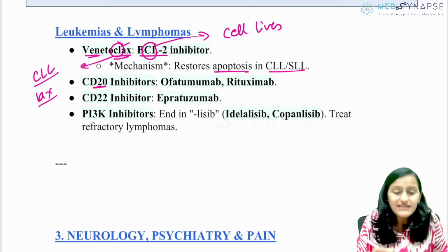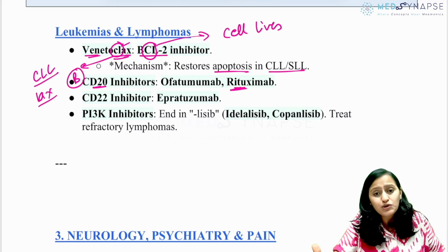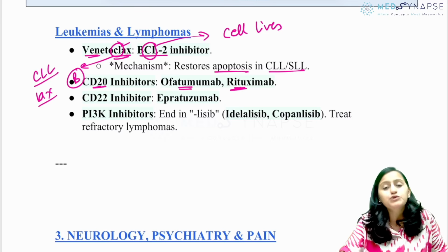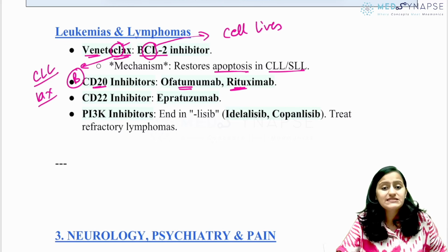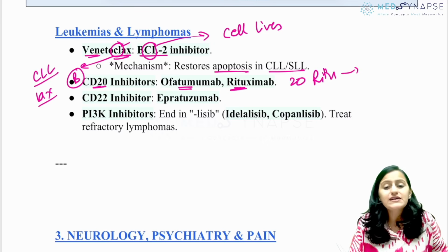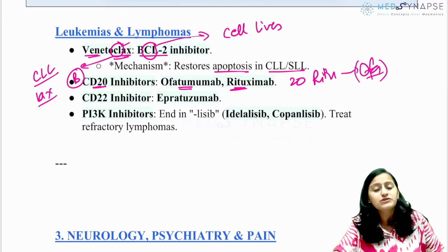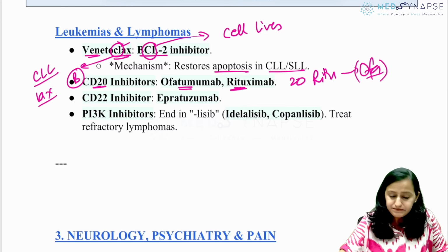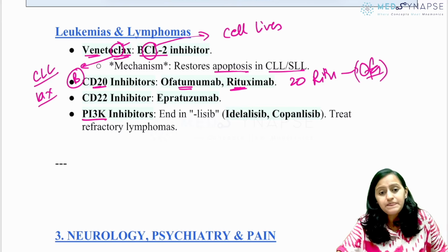Then you have CD20, very important, which is present on B cells. One is rituximab, the famous monoclonal antibody. You should definitely know this, CD20. Another one is ofatumumab. Okay, so you have Ritu and OFA, which is CD20. Okay, so 20-year-old Ritu saying OFA. Okay, so remember 20-year-old Ritu saying OFA. CD22 is epratuzumab. Okay, and then you have these PI3K inhibitors.